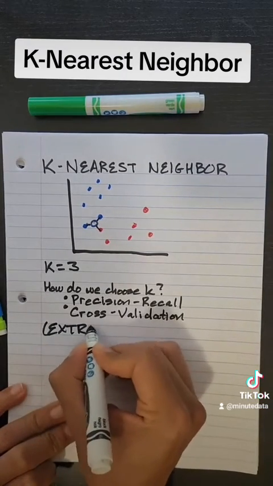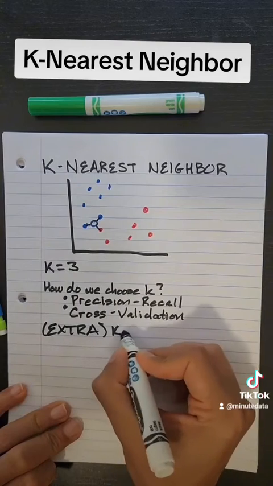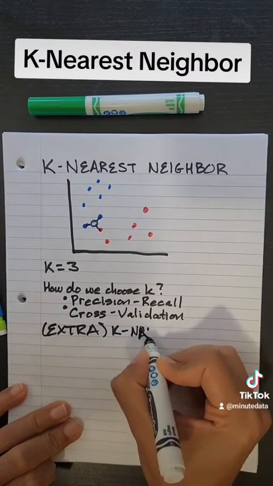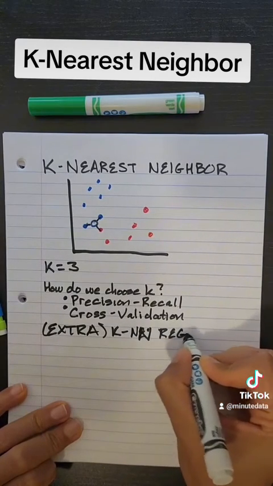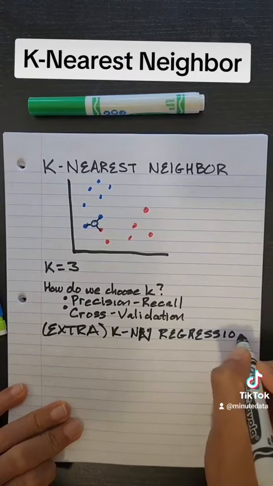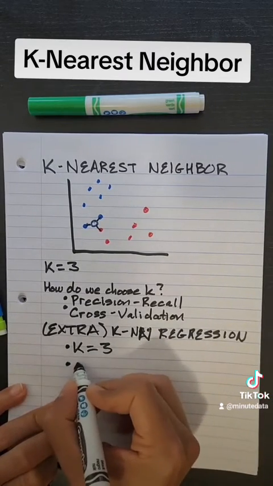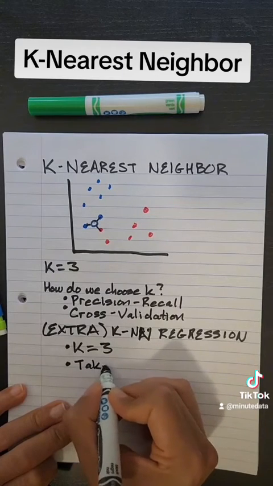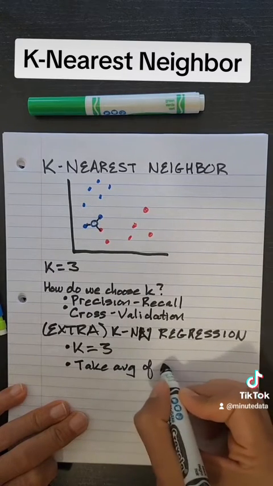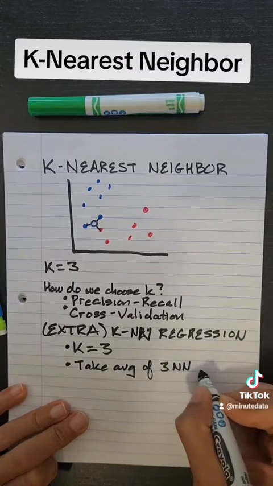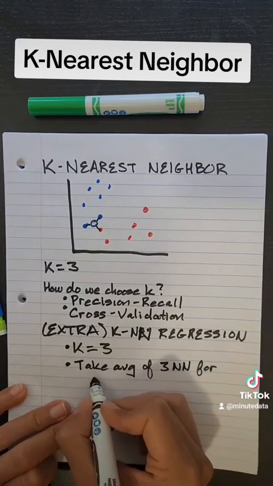As an extra topic, there's also something known as K nearest neighbor regression. And this is where, in our case, let's say K is 3, and you can take the average of the 3 nearest neighbors for continuous variables.